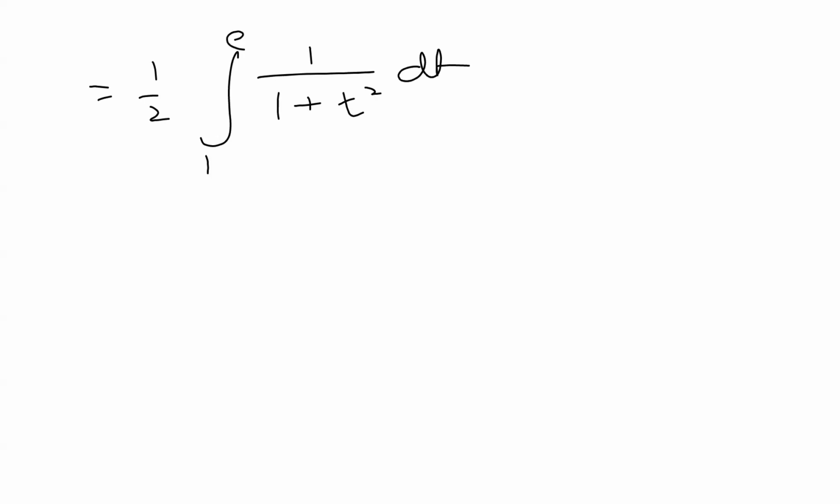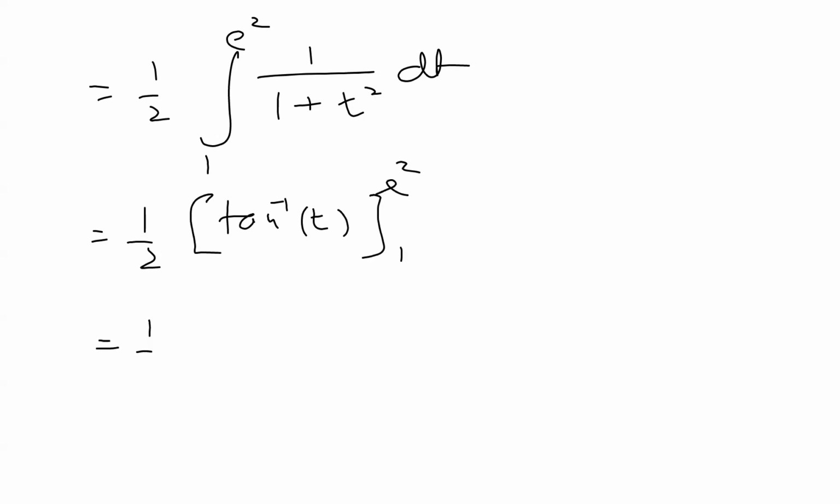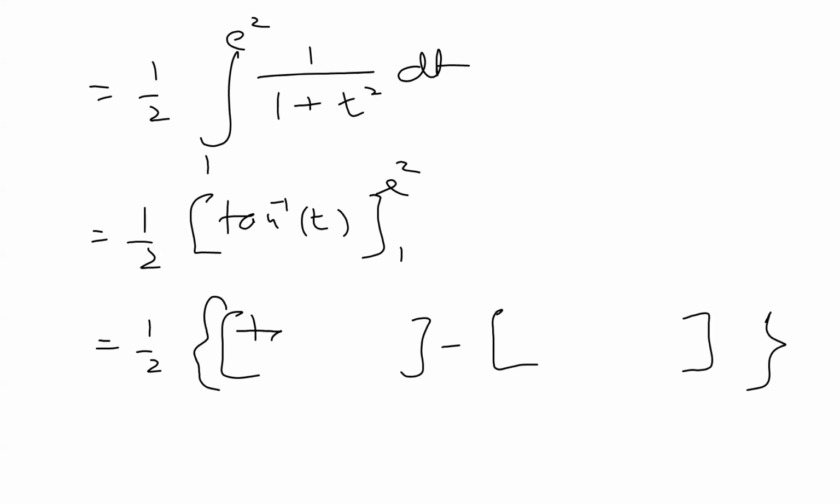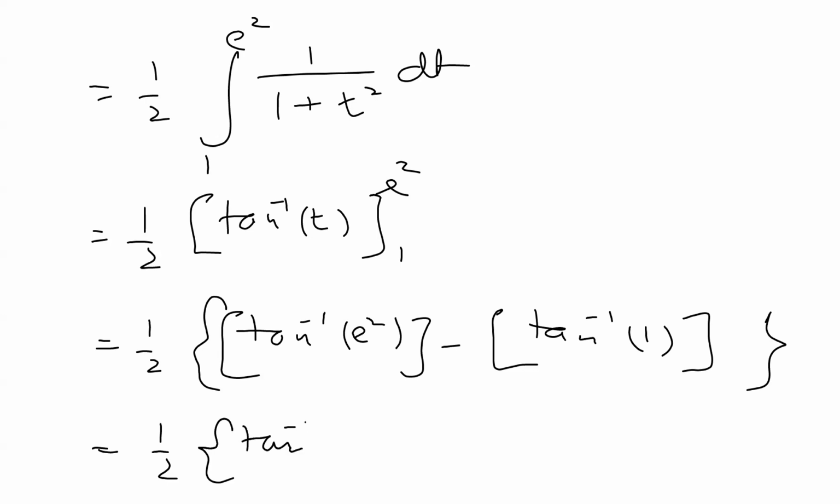Okay. Half outside, 1 upon 1 plus t square, 1 to e square. Half tan inverse t, e square and 1. Half box minus box, tan inverse e square minus tan inverse 1. Half, tan inverse e square minus pi by 4. Okay. You can take that half inside and multiply with both the terms if you want.